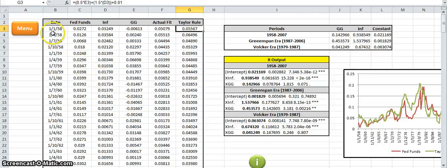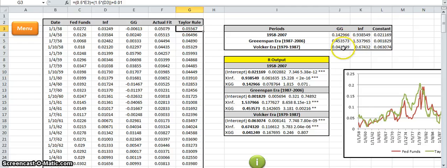So we've used the Fed funds data from 1958 to 2007. First off, what we did was we ran a regression with the Fed funds rate as our dependent variable and inflation and growth gap as our independent variables, so that we could compare the coefficients of the estimation with the Taylor rule coefficients. As you can see over here, we've done a table.